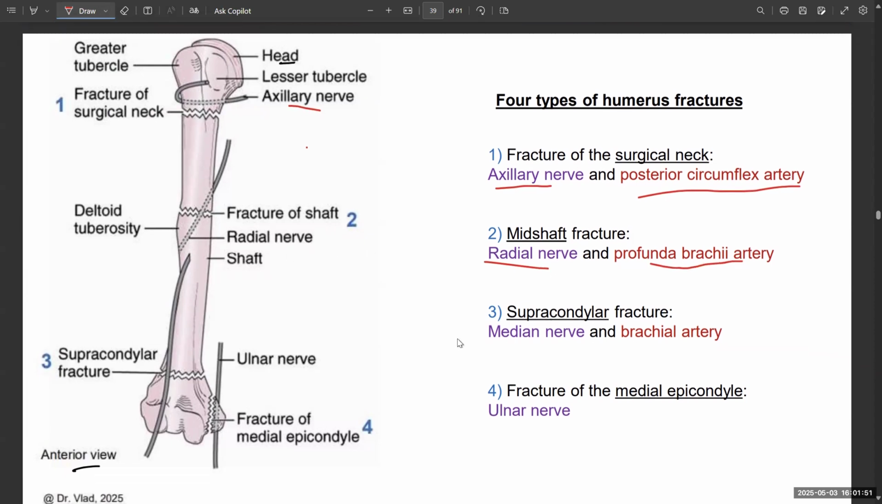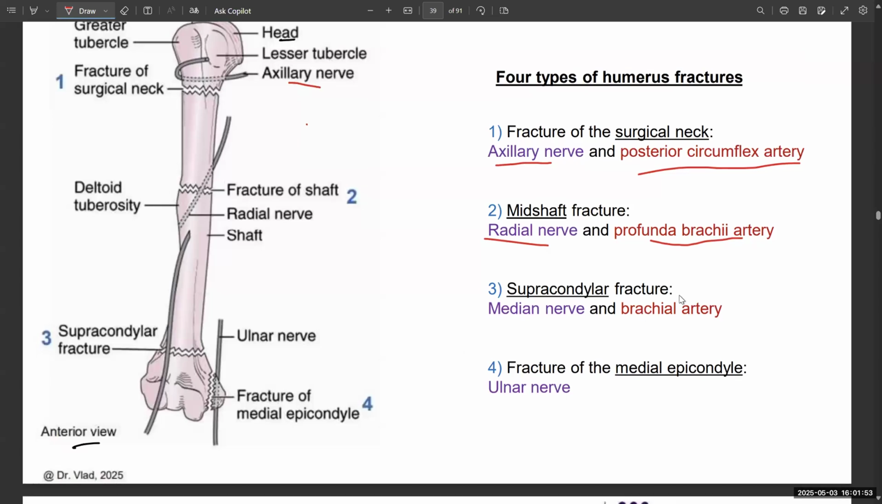And then we have supracondylar fracture. These are the condyles. You have the medial one and the lateral one. So above that, you have the supracondylar area, above the condyles, over here. If you fracture that area, you're going to injure the median nerve, and also the brachial artery.